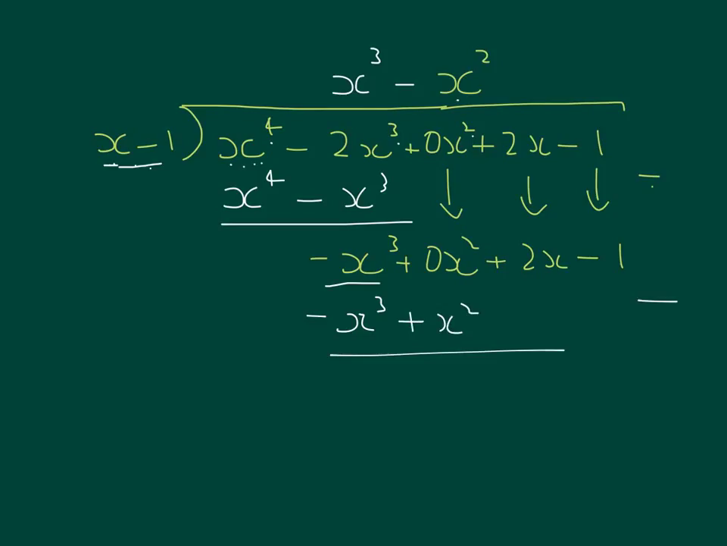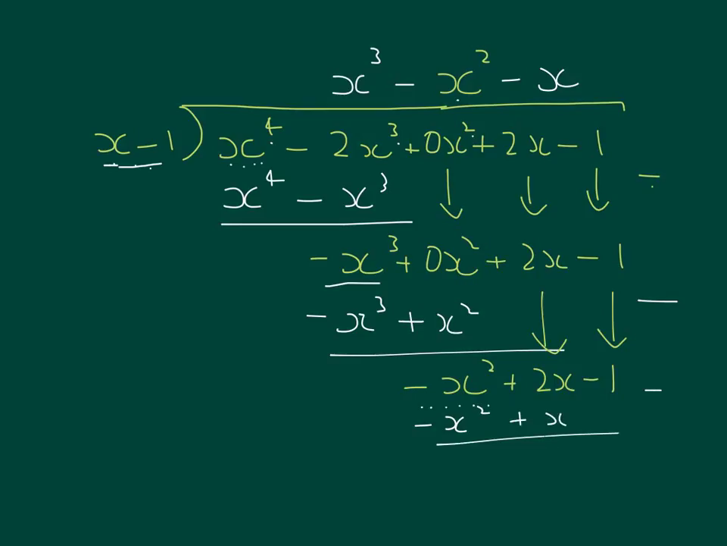If I subtract those, minus x cubed take away negative x cubed is nothing. 0x squared take away x squared is minus x squared. And then I have to bring down the other two terms. Then what do I have to multiply x by to get minus x squared? The answer to that is minus x. So if I times both those terms by minus x, I get minus x squared plus x. I subtract those and I end up with x minus 1.